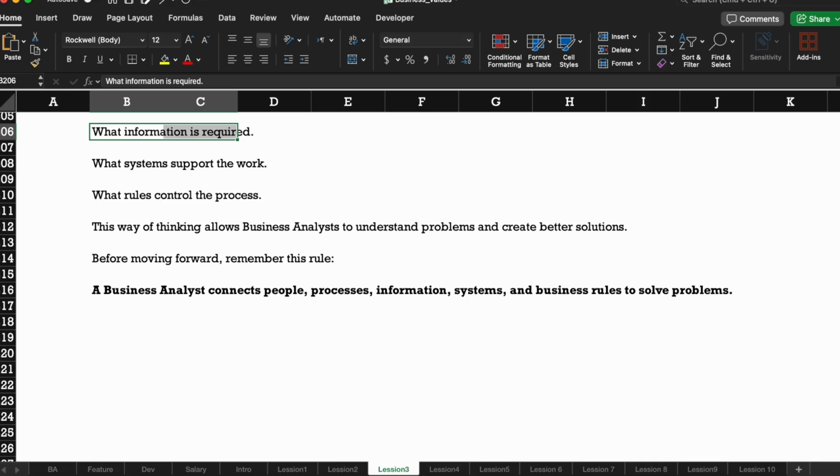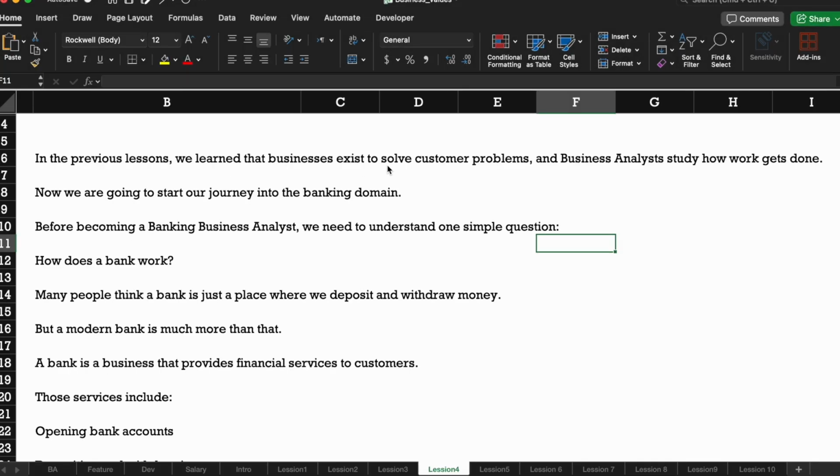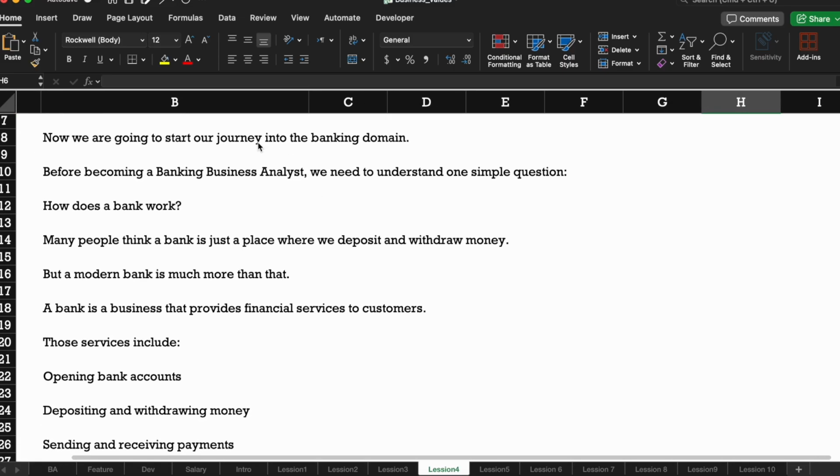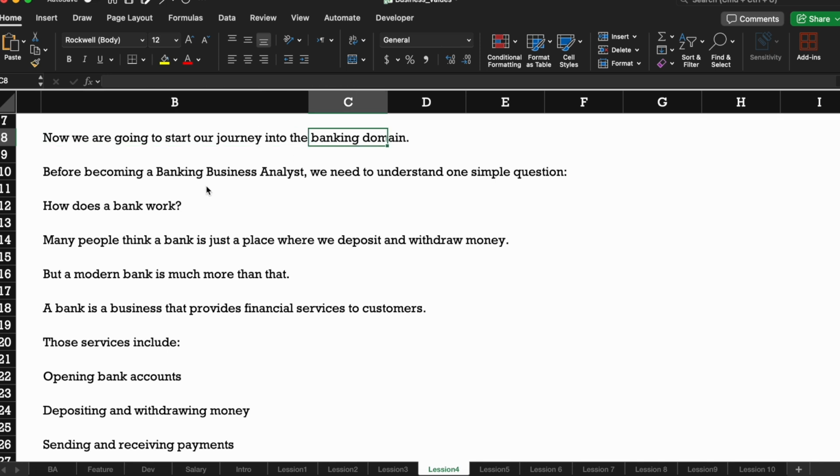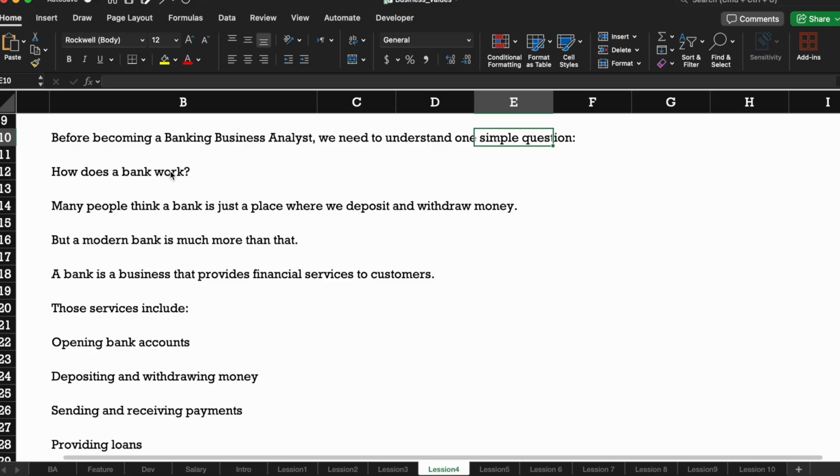We learned that business exists to solve customer problems, right? So business analysts study how work gets done. There are two things: one is how the business process works, and the other is how to provide a solution. Okay, so now we are going to start our journey into the banking domain. Before becoming a banking business analyst, we need to understand one simple question: how does a bank work?